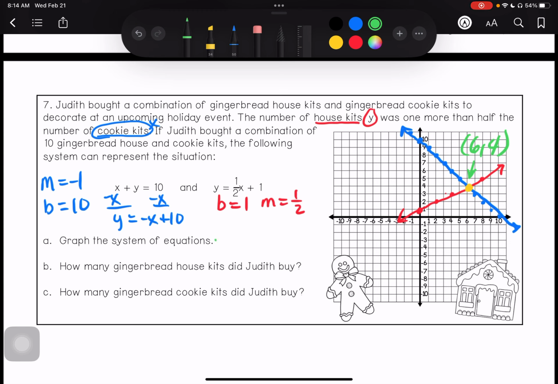So we graphed the system of equations. It asks how many gingerbread houses did she buy? Since X represents cookie kits, that can't be gingerbread houses. So we look for Y. It's house kits. Y in this case is 4 and X is 6. So she bought 4 gingerbread houses and 6 cookie kits.